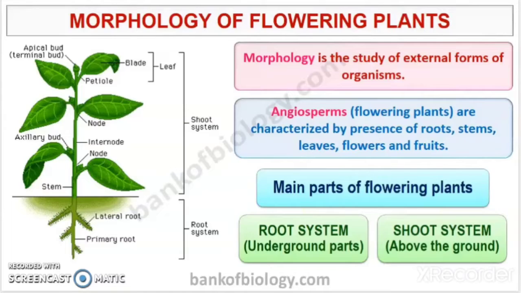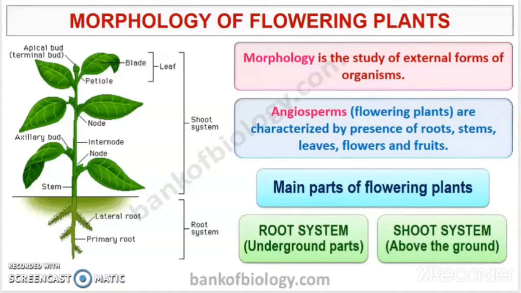So we started with chapter 5, Morphology of Flowering Plants. I hope you know what is morphology, right? Morphology is the study of external forms of organism. We are going to learn about morphology of flowering plants, which means that we are going to learn about angiosperms. These angiosperms are categorized by the presence of roots, stems, leaves, flowers and fruits.